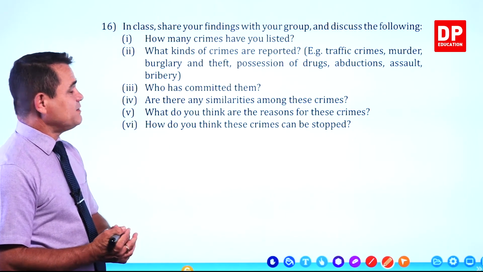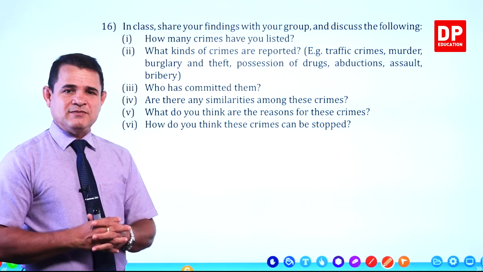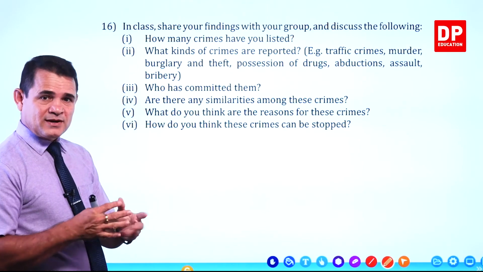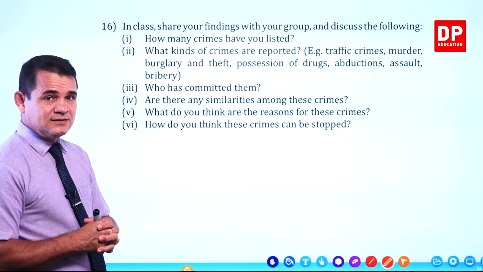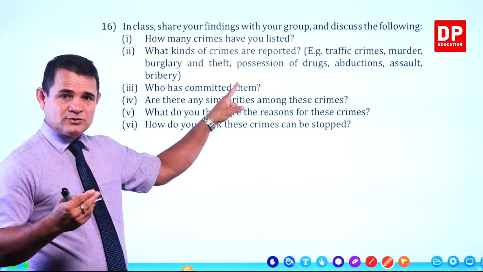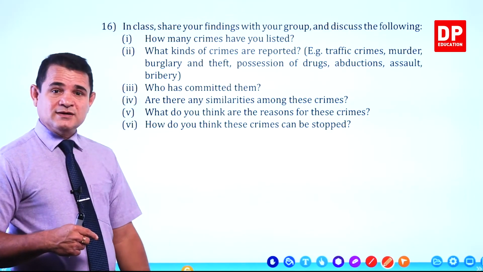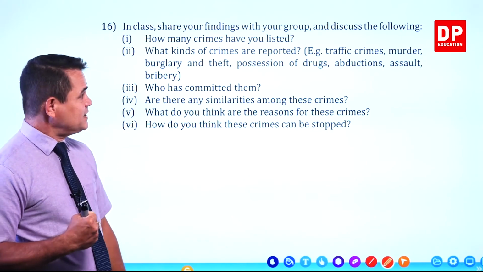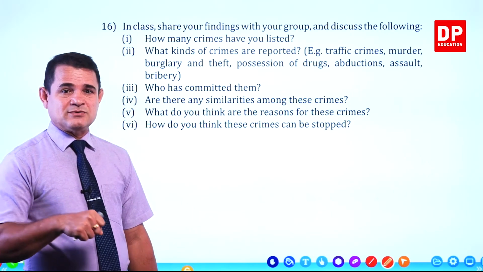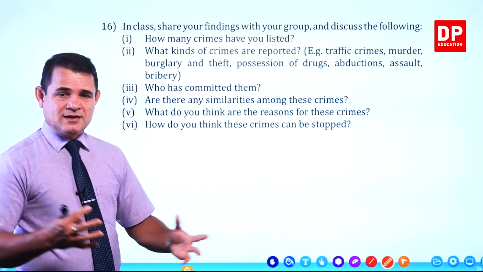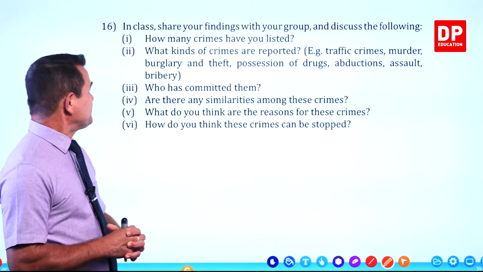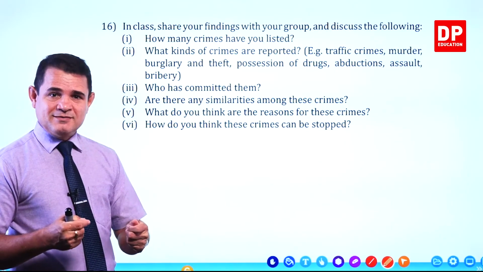What kinds of crimes are reported? මොන වගේ crimes ද මේවයි වාර්තා වුනේ? Example, traffic crimes, රථවාහන සම්බන්ධ crimes, the murders, මිනිමැරුම්, burglary and theft, නිවාස මංකොල්ලකෑම් සහ සොරකම්, and possession of drugs, මත්ද්‍රව්‍ය ළඟ තබා ගැනීම, abductions, sometimes people are abducted, සමහරු ඔය ඔසවාගෙන යනවා, kidnap කරනවා, assaulting, පහර දෙනවා, and bribery, පගා ගහනවා, පගාවන් දෙනවා.